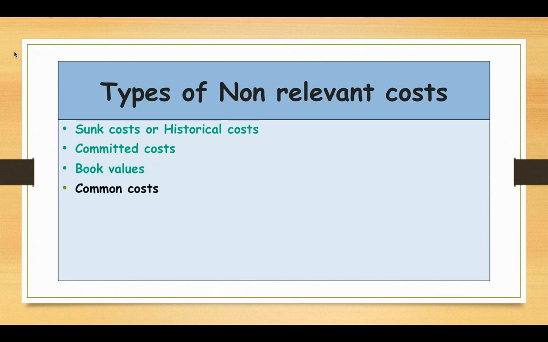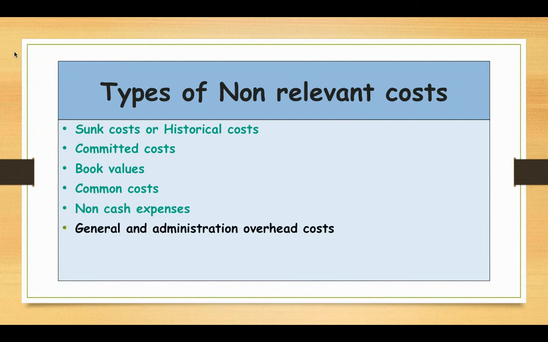The next one, non-cash expenses. As we all know, relevant costs are future cash flows. So any non-cash expense like depreciation or amortization of goodwill is not relevant. Then the general and administrative overhead cost. These costs will be incurred anyway, so these are not relevant.